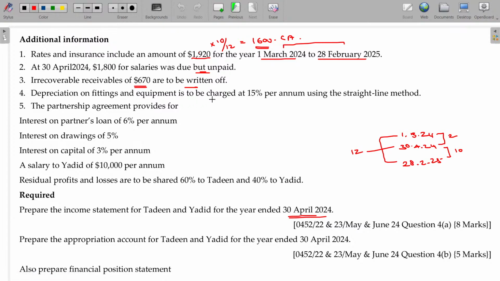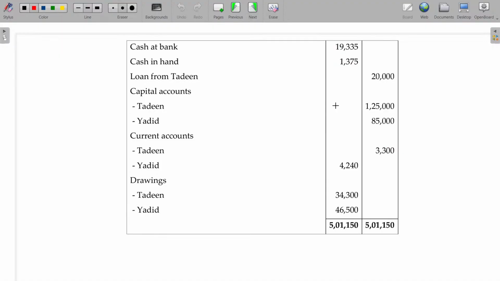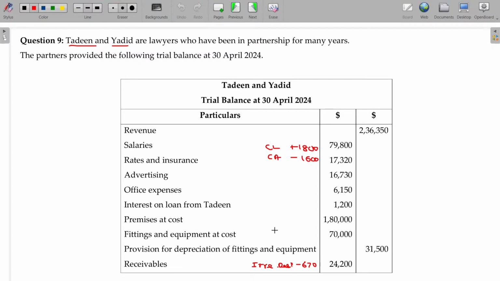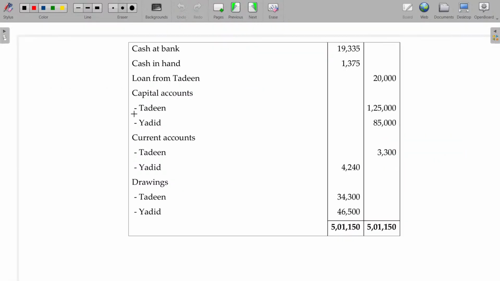Depreciation on fittings and equipments is to be charged at the rate of 15% per annum using straight line method. Depreciation under straight line method. Fittings. So, depreciation, you have to subtract 15% on this. The partnership agreement provides for interest on partners loan 6%. Interest on loan will be part of expenses, will come under income statement, so 6%.